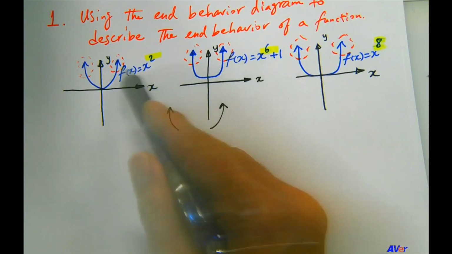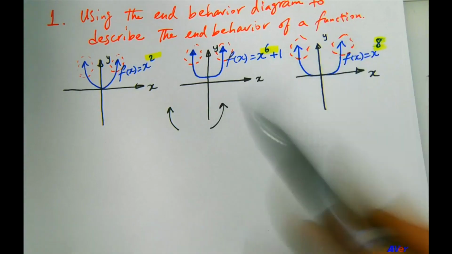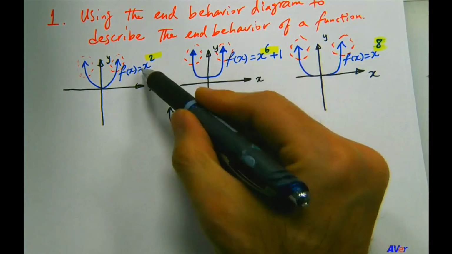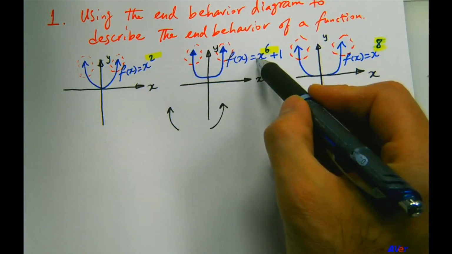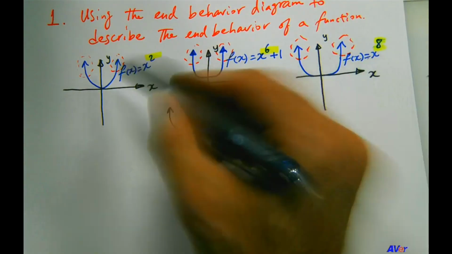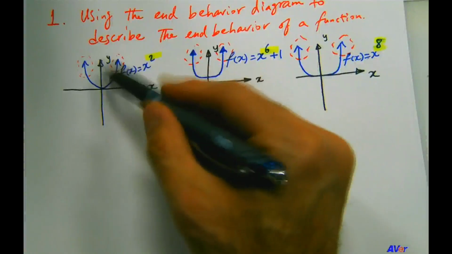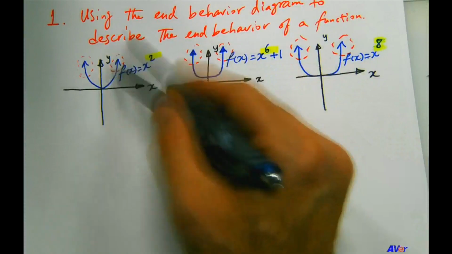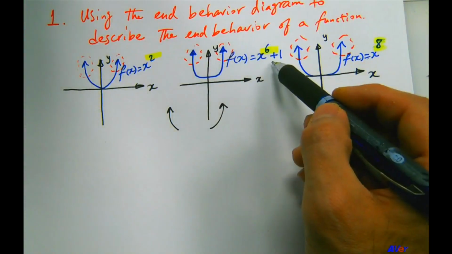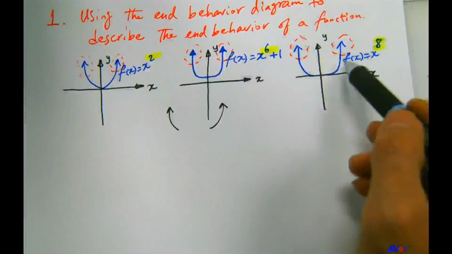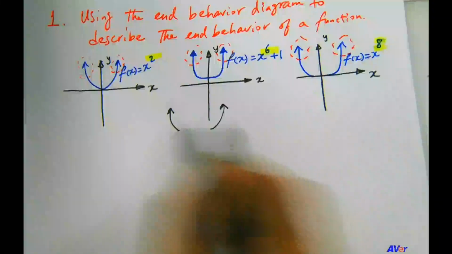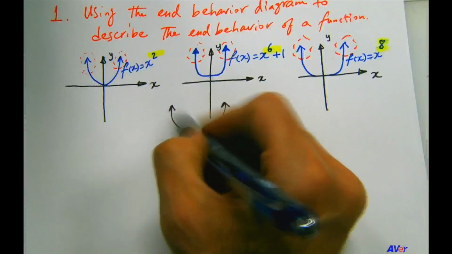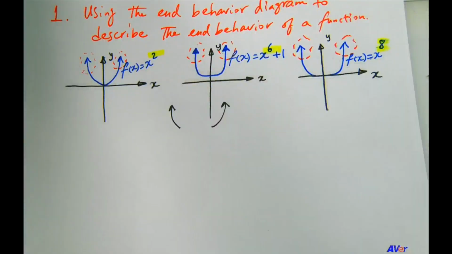For even powers, let me attract your attention to something else. Notice the coefficients of these functions are all positive. So they're all pointing upward. This end behavior is always pointing upward, in the same direction. And they all have this kind of feature, arrows pointing upward, for all these three functions.